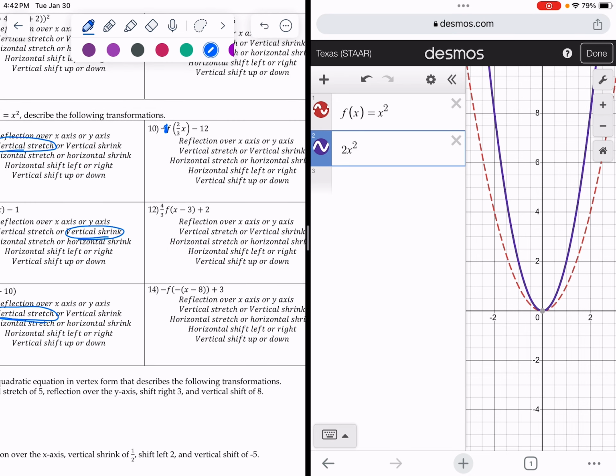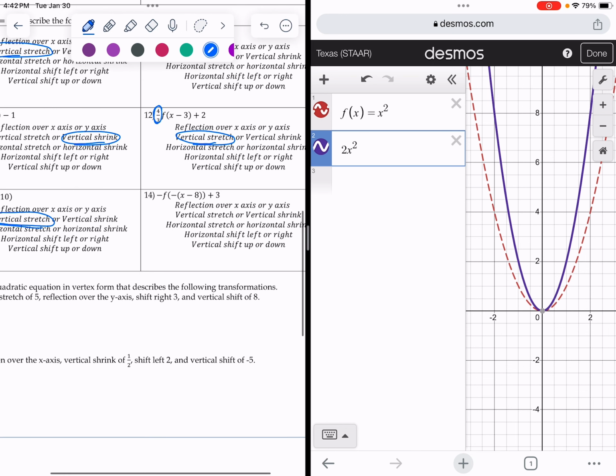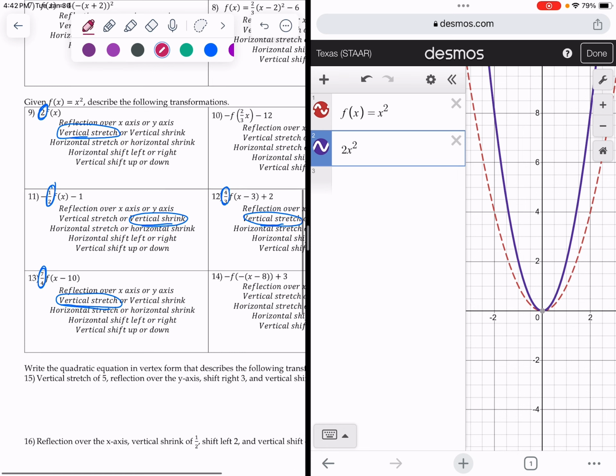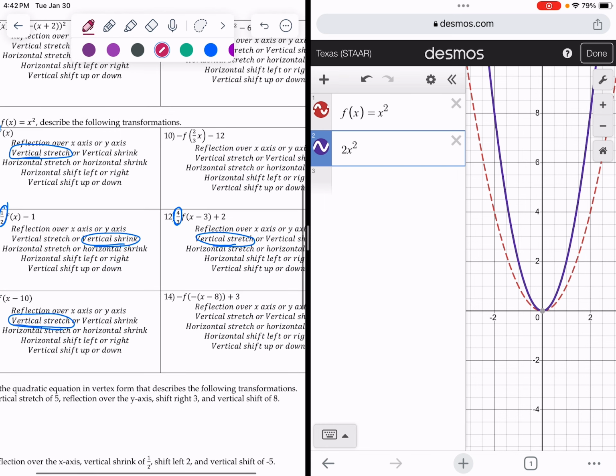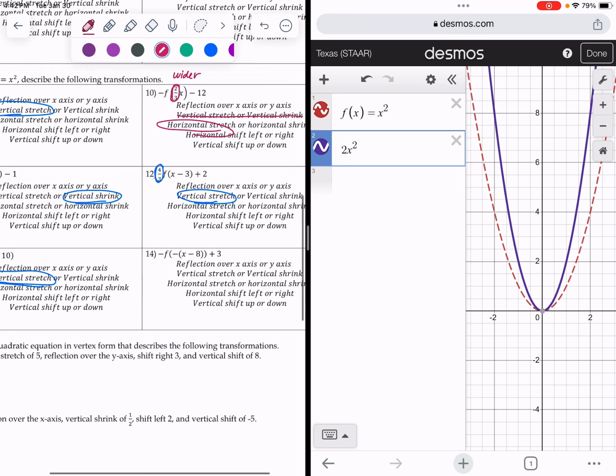Here we don't have any kind of vertical or scale factor outside. Here we have a scale factor outside, so that's our vertical stretch since it's bigger than 1. And here we don't have a scale factor outside. Let's look for some scale factors inside. And so here we've got a scale factor inside. It's smaller than 1, and so we know it's wider. And so wider would be horizontal stretch, using the word horizontal instead of vertical because it's inside.